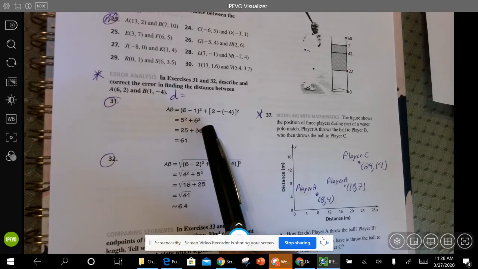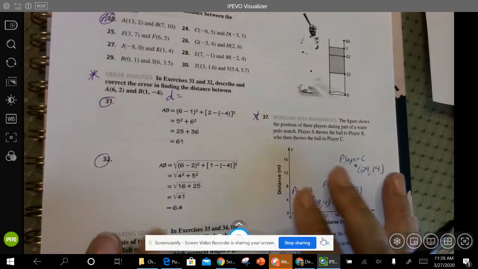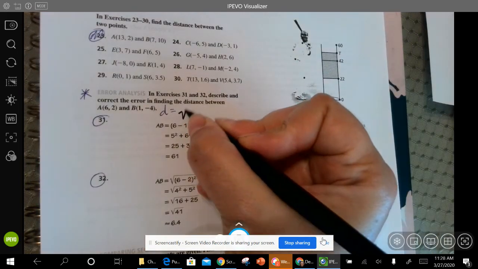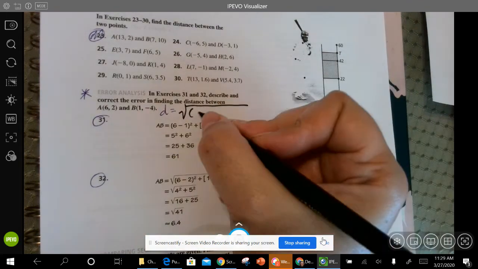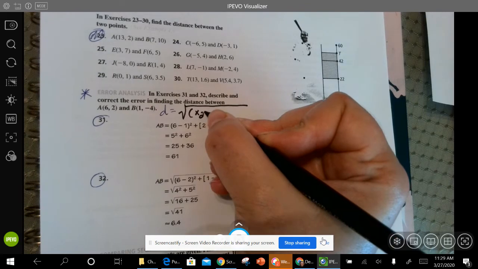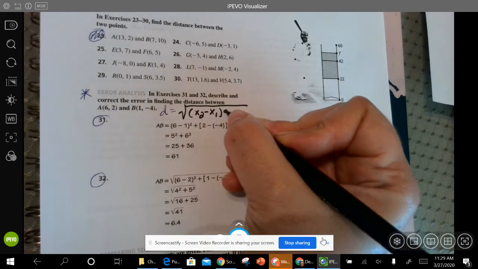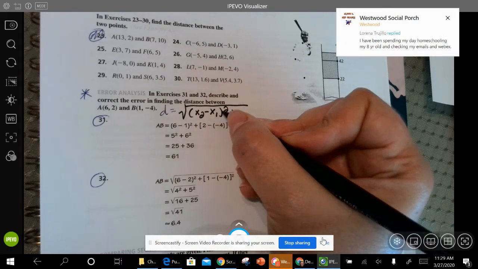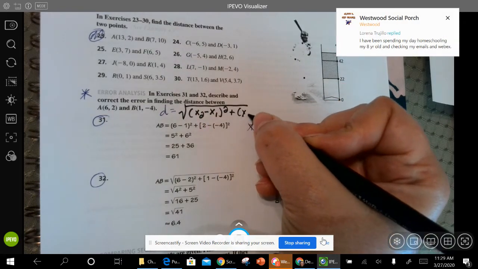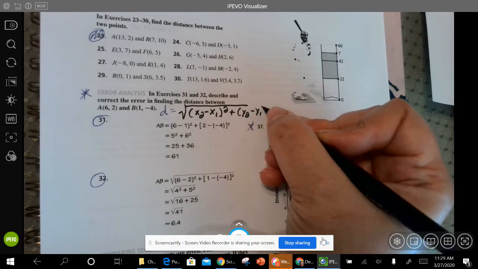One thing, of course, everybody, we always write the formula. So write the formula. This is from our textbook 1.3. Write the formula out. It's the square root of x sub 2 minus x sub 1 squared plus y sub 2 minus y sub 1 squared.